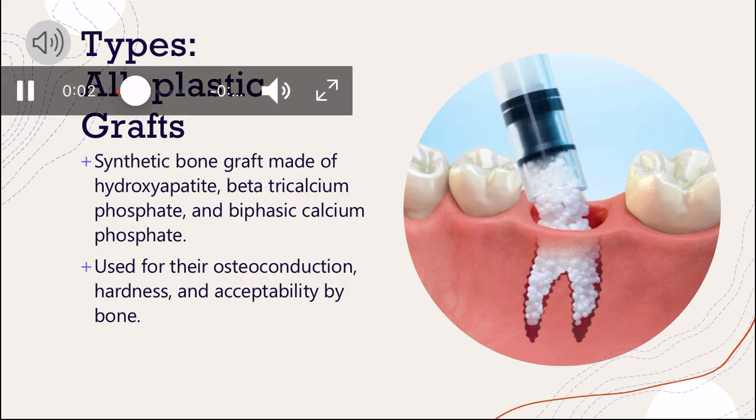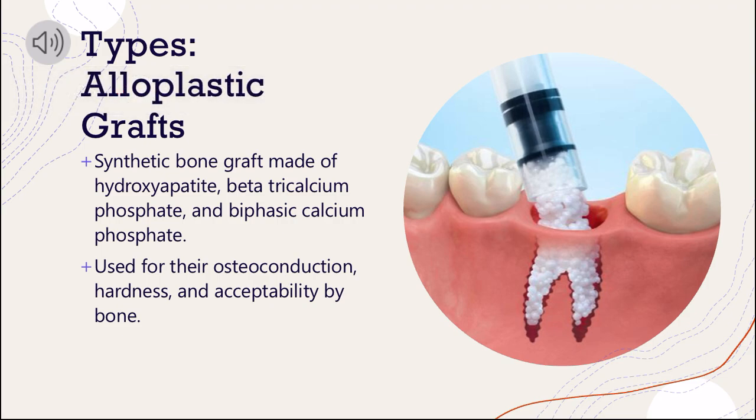Alloplastic grafts are a synthetic bone graft made from hydroxyapatite, the calcium phosphate mineral that makes up a large amount of enamel, dentin, and bone. It is used due to its osteoconduction, hardness, and acceptability by bone. The use of tricalcium phosphate aids in its ability to be resorbed.